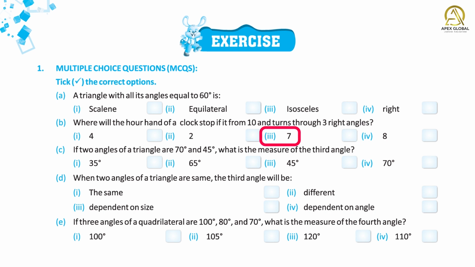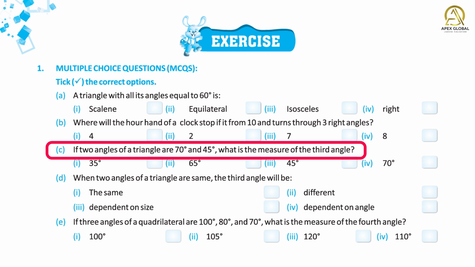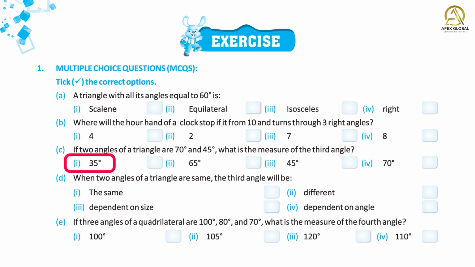7. C. If two angles of a triangle are 70 degrees and 45 degrees, what is the measure of the third angle? First, 35 degrees; second, 65 degrees; third, 45 degrees; fourth, 70 degrees. Solution: second, 65 degrees.